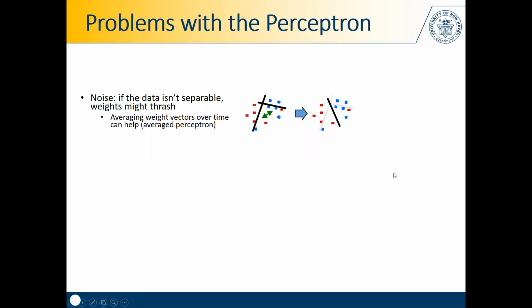What are the problems with the perceptron? Well, the first problem we're going to talk about is noise. If the data is inseparable, weights may thrash around during training. So weights may keep going left, right, this way, that way during training. But averaging the weight vectors over time can reduce this thrashing, this erratic adjustment of weights.